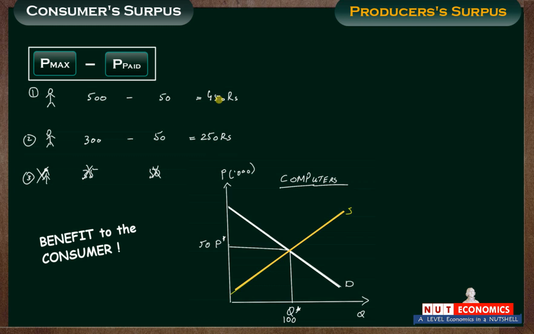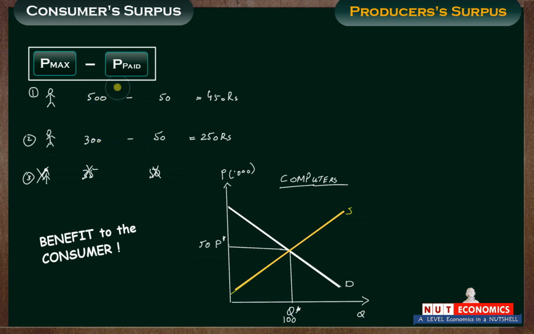Now, you will never have to do such a long calculation, but all you need to remember, the most important thing, is that this is what a consumer's surplus is. The maximum price that any consumer is willing to pay for a unit of a product, minus the price that he will actually have to pay. This difference is what is known as consumer's surplus, and this is what you need to remember.